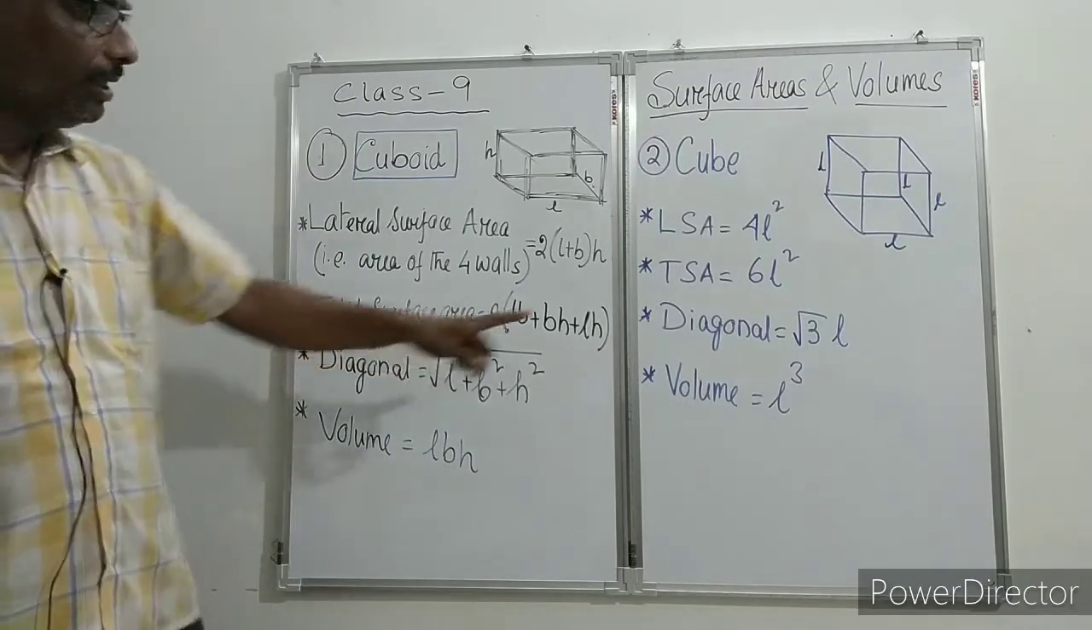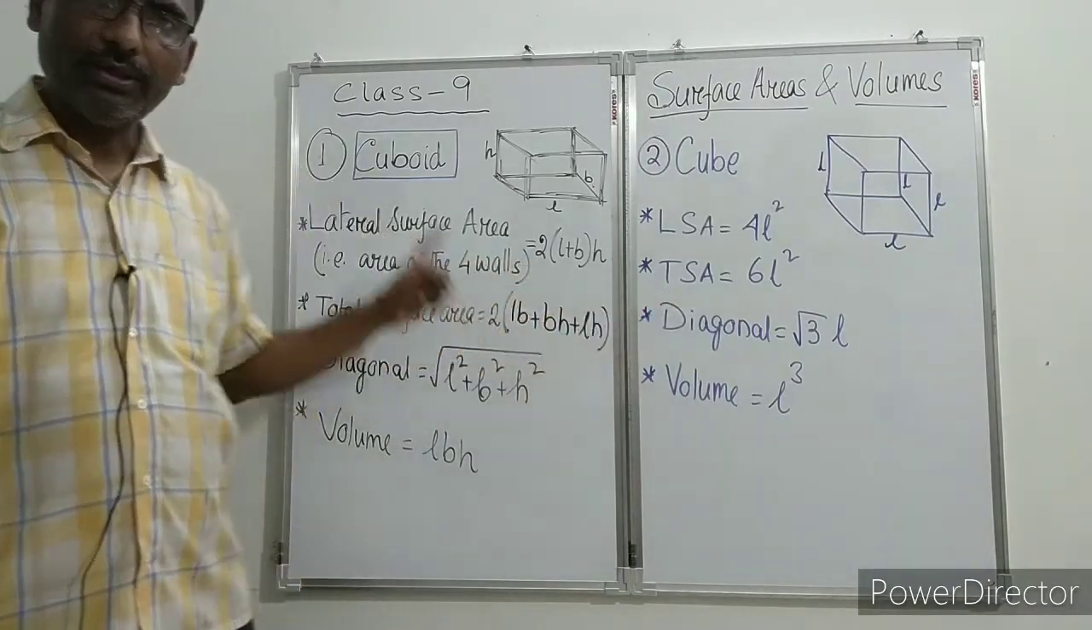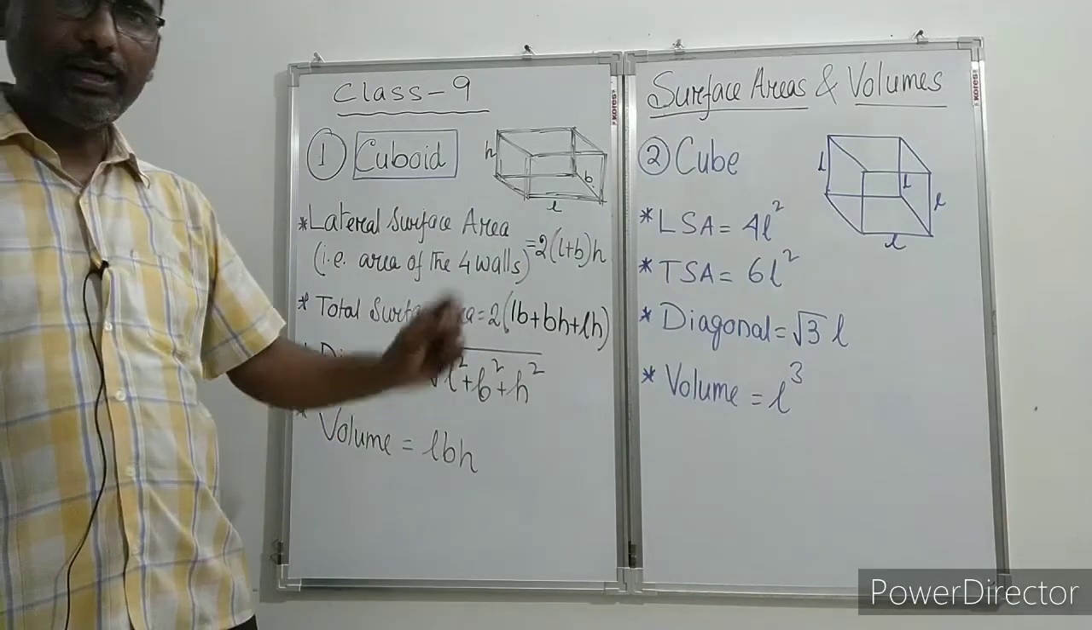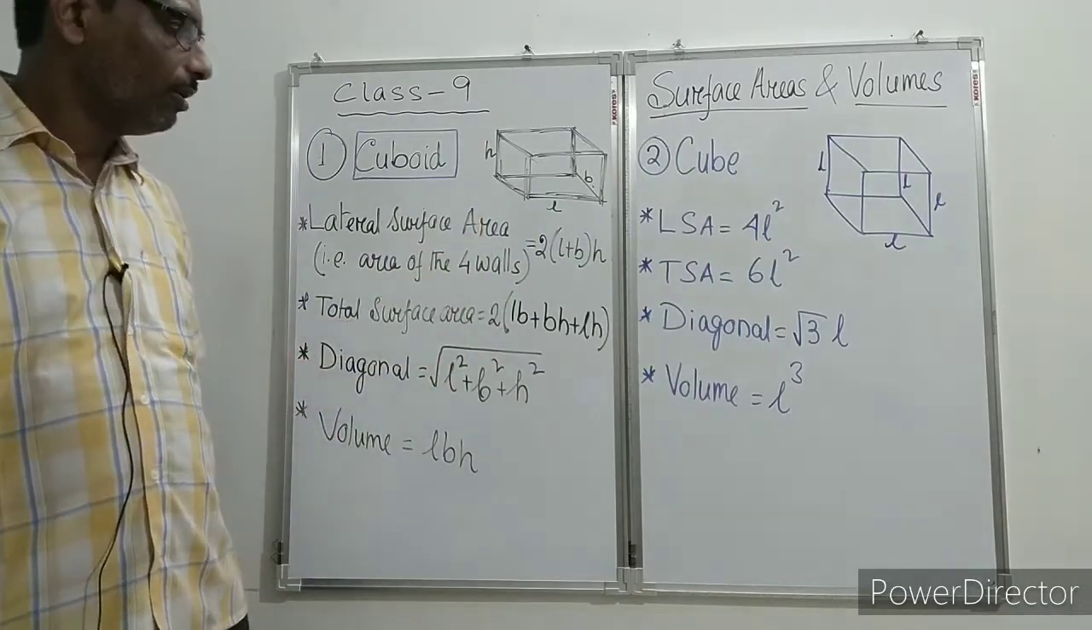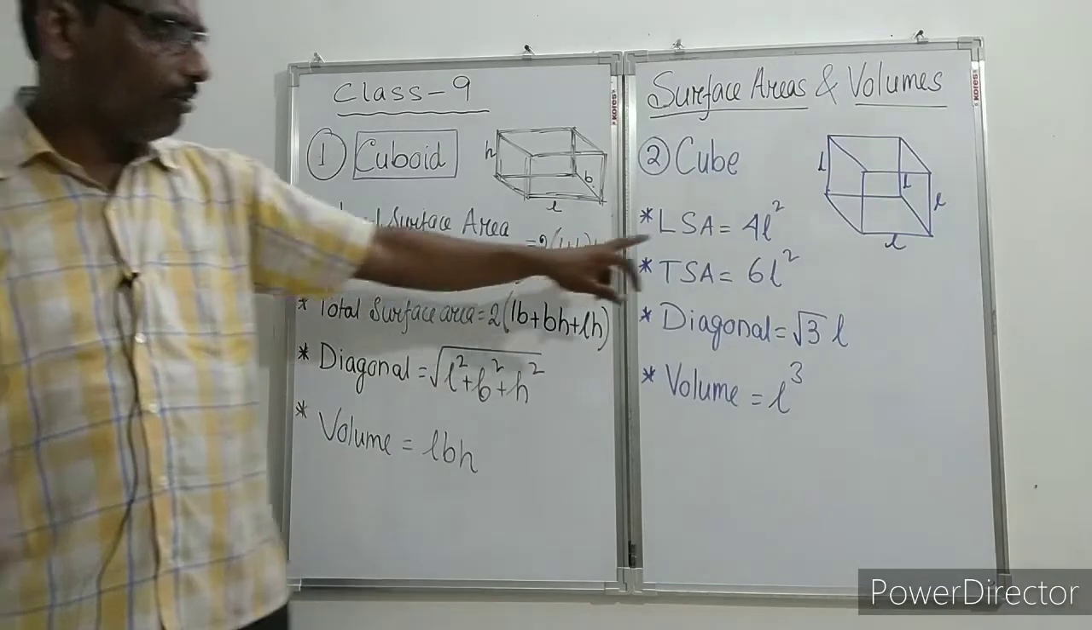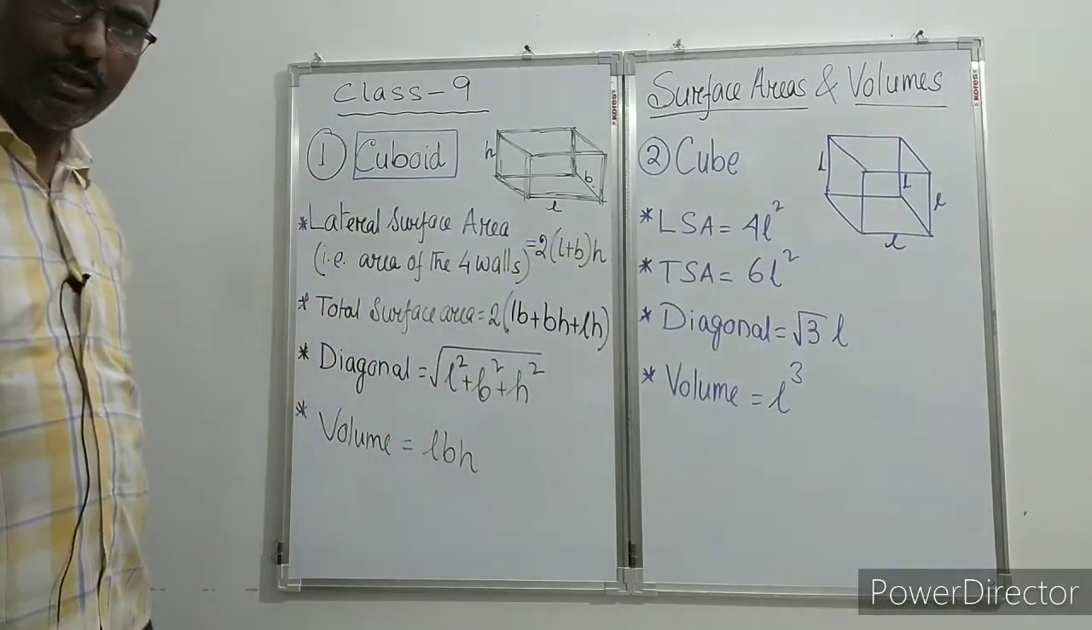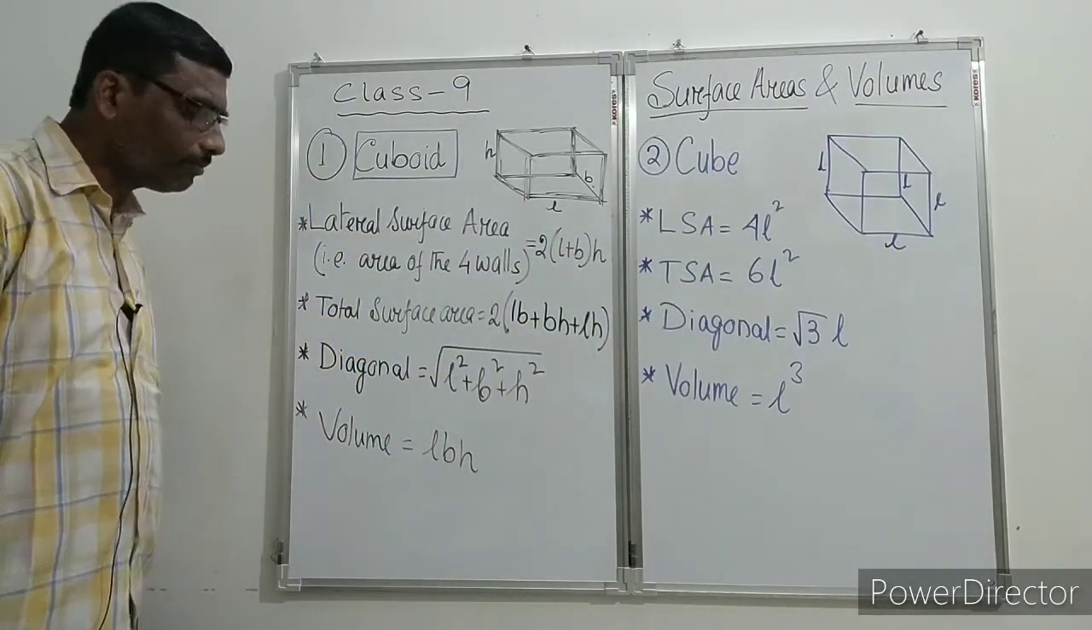Sometimes we write it as TSA. First time we are writing it in full; from next time we will not, but you have to write in detail. So lateral surface area we are writing as LSA in this way, as a shortcut.